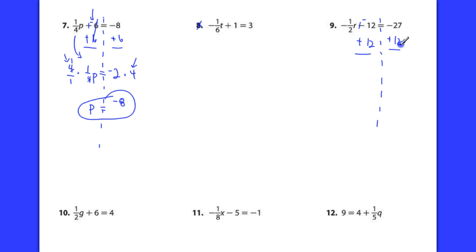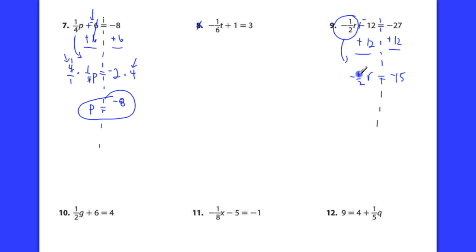All right, mistake alert right here. Make sure you realize you have 27 negatives and 12 positives. You put those together and you get -15 on that side. Don't forget your equal sign. You still have this on that side, so bring that down. -1/2 r is equal to -15.